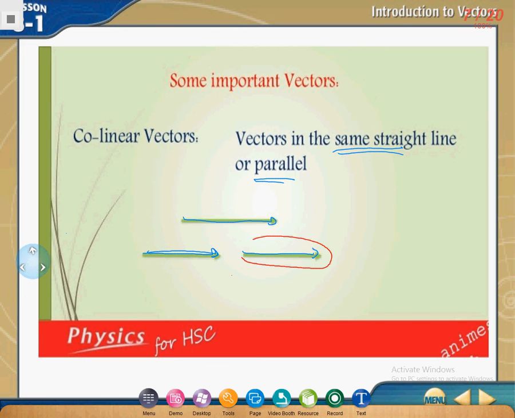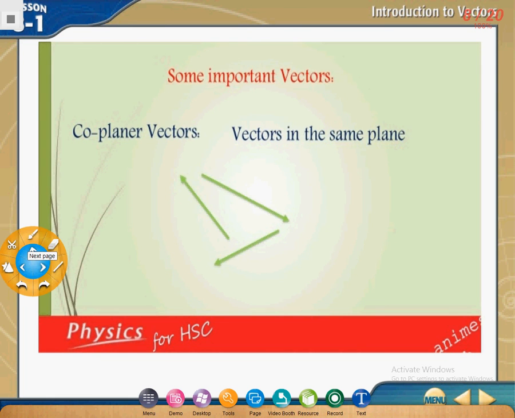This vector is also collinear with this vector. They are parallel. So collinear means they are on the same straight line or parallel. Both of them are correct. Okay, coplanar vectors means they are in the same plane. We will take this later if we have 3D shapes.